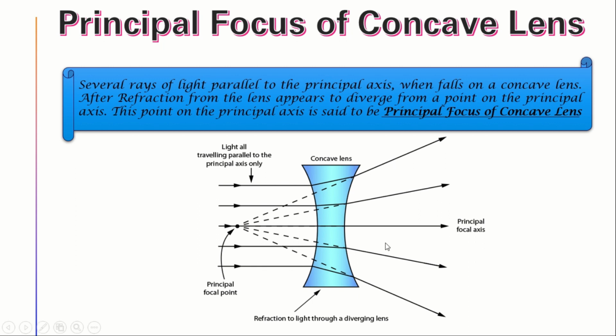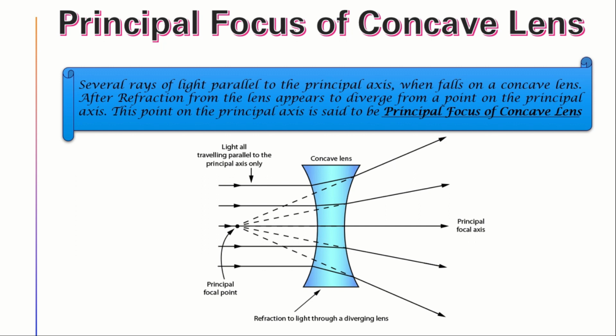In a concave lens, a number of rays parallel to the principal axis fall on the concave lens and it refracts. So this refracted line, if you closely observe, appears to be coming from a single point. So that point is said to be the principal focus of a concave lens. In a concave lens, after refraction, all the rays appear to diverge from a point.